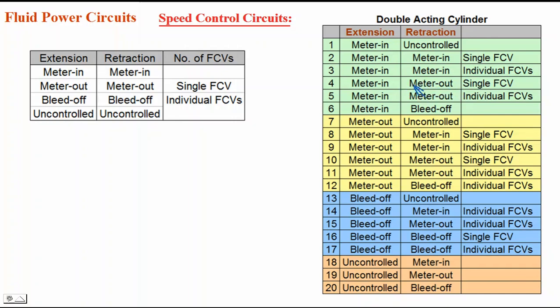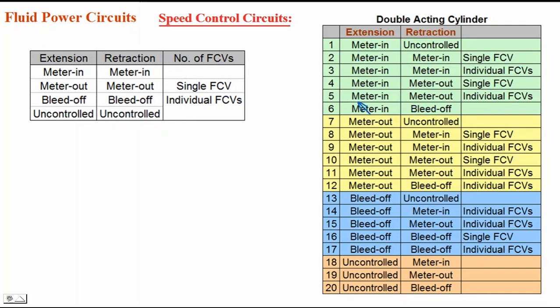Again, I can use retraction meter out. Meter in is extension, and for retraction meter out, again by using a single control valve or by using 2 different control valves. Or extension is meter in, but retraction I can make bleed off. So likewise, I can make 20 different circuits.